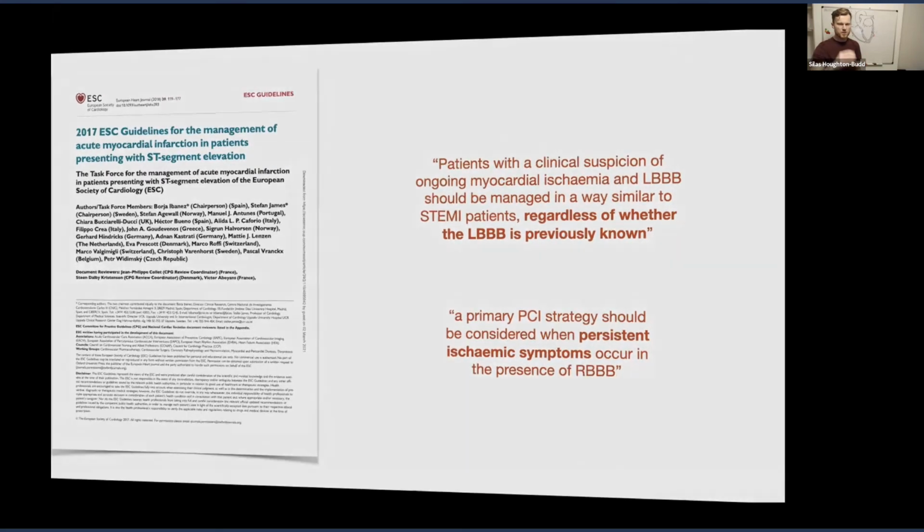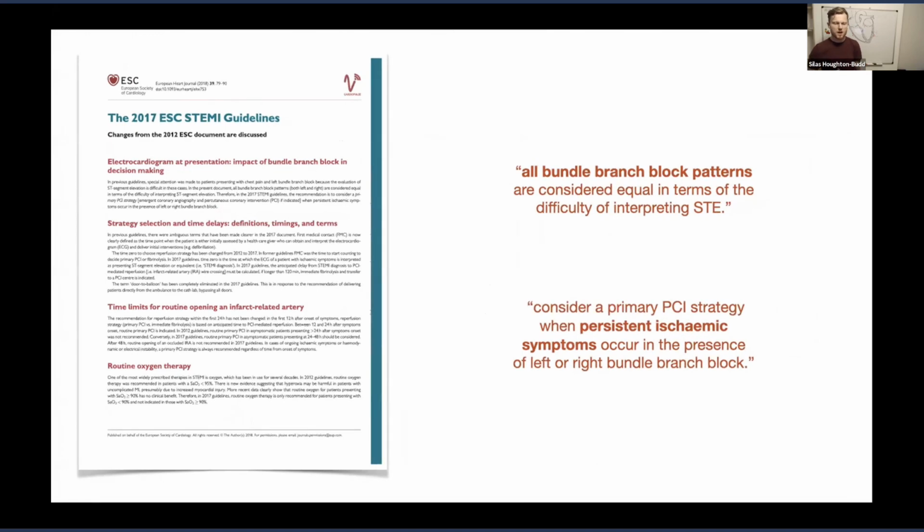A follow-up publication which summarized these guidelines made the point that all bundle branch block patterns are considered equal in the context of ST elevation, as in they're equally as difficult to recognize ST elevation in. And so considering a primary PCI strategy is important, regardless of whether it's left or right. So this historic thing about left bundle branch block being concerning and right bundle not being is, like I say, historic, and both should be considered as concerning in the context of chest pain and cardiac symptoms.